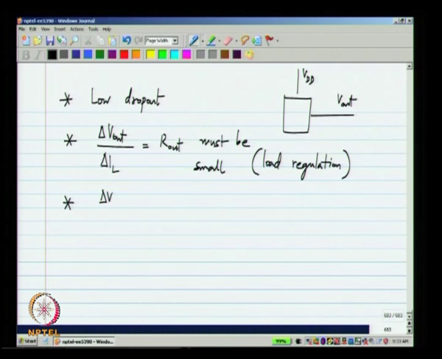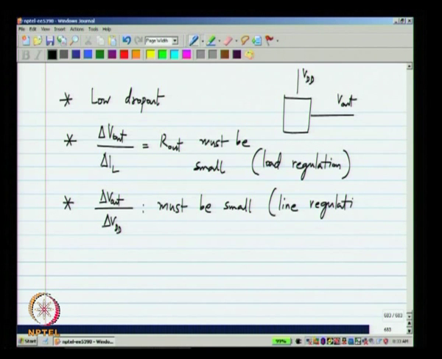And delta V out by delta VDD, this is known as line regulation, that is, if VDD changes, the V out should not change. It should be whatever value we wanted it to be. That is one of the purposes of using the voltage regulator. So, you can take a voltage which is not well regulated, but provide a constant output voltage. This must be small, and this is referred to as line regulation: how well the output voltage is regulated against variations in the line voltage.